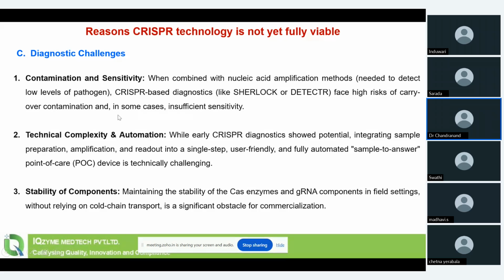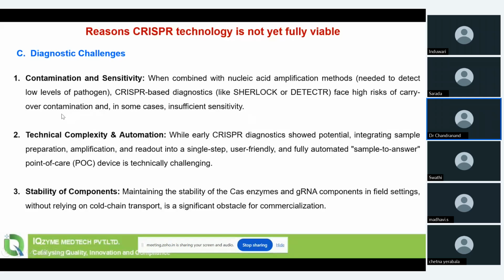Then the diagnostic challenges, again, contamination and sensitivity. When combined with nucleic acid amplification methods needed to detect low levels of pathogen, CRISPR-based diagnostics like Sherlock or Detector face high risks of carryover contamination, and in some cases, insufficient sensitivity. Now, why do you think this carryover contamination is taking place?